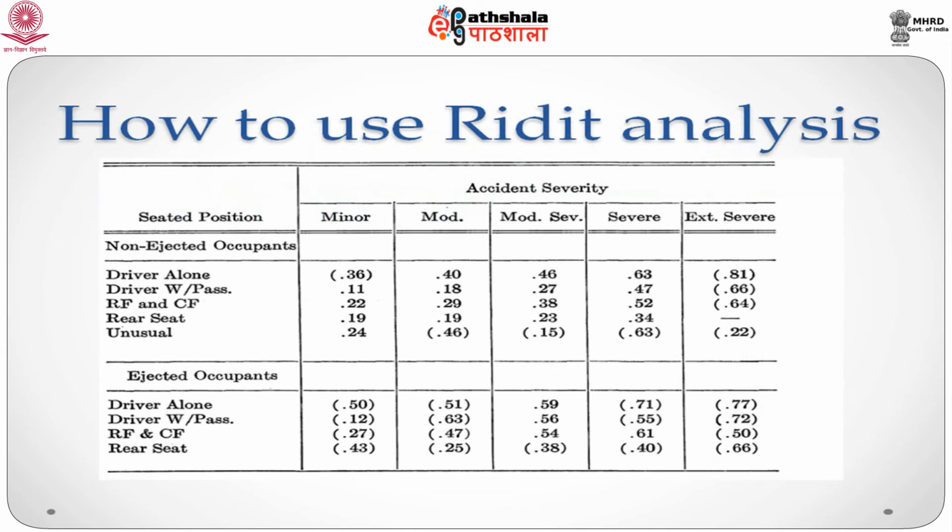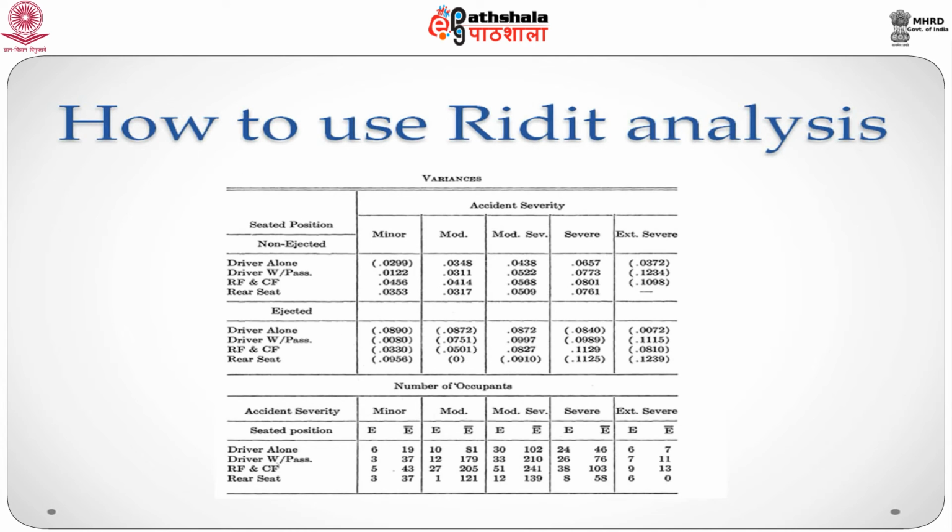Now, the purpose of this study was to look at the role of 3 factors: ejection from the vehicle, the seated position, and accident severity. Here we see a crosstab by these factors and the corresponding ridit values. Note that there is a big variation in the ridit values.